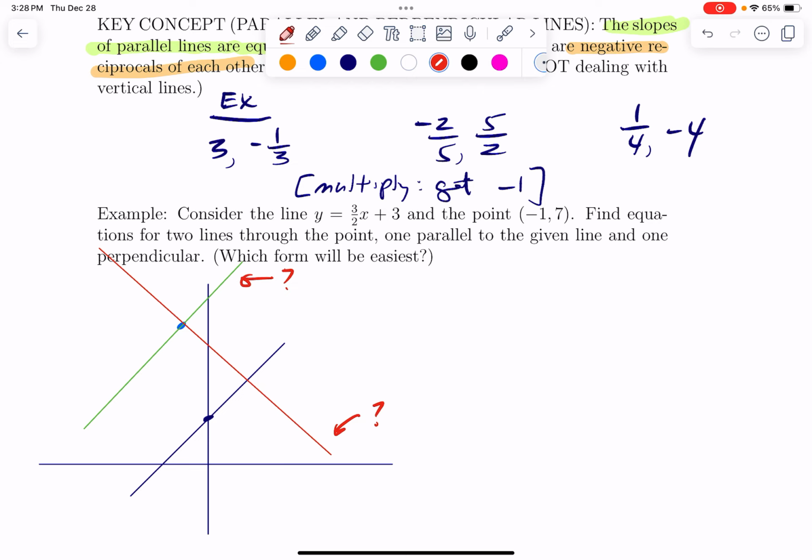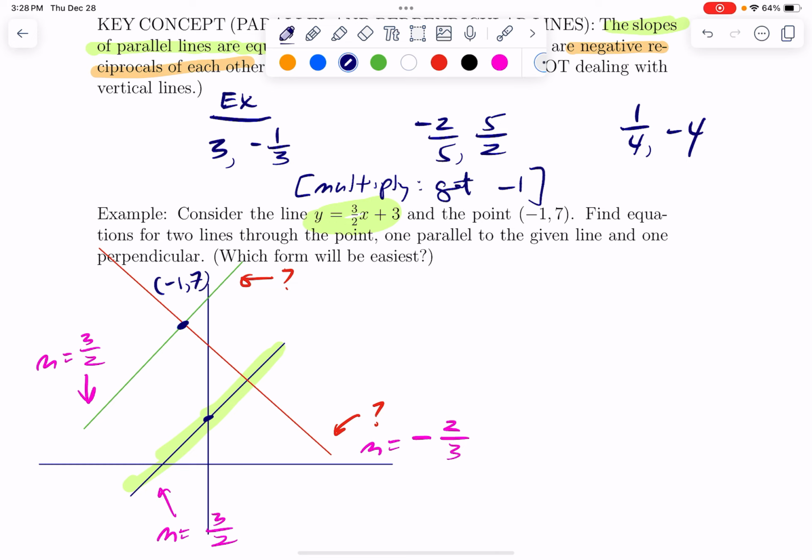All right, well, this shouldn't be too hard. What do we know about the given line? The given line has a slope of 3/2. So for the parallel line over here, the slope is the same. It's also 3/2. For the perpendicular line, it's the opposite or negative reciprocal, so -2/3. And this point right here is at (-1, 7).